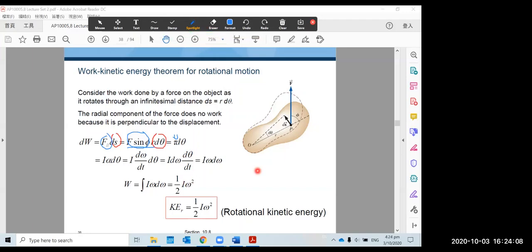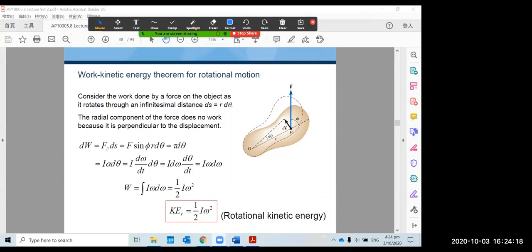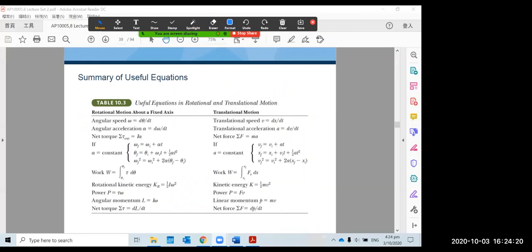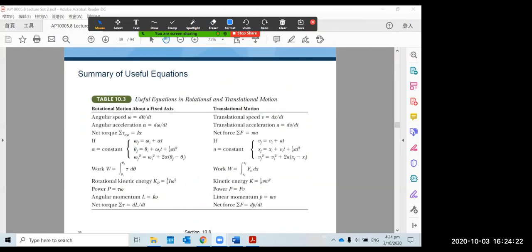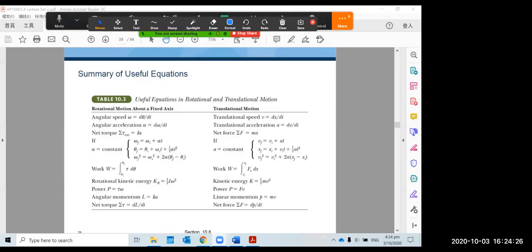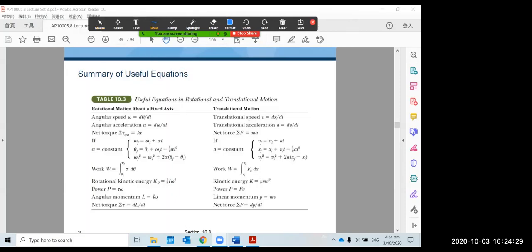Okay. So here we have a number of equations obtained for the rotational motion, and they could always be compared with the linear motion. So here is just a summary of various equations. We have covered most of them, with a few important exceptions, and that is the ones that are here, basically.